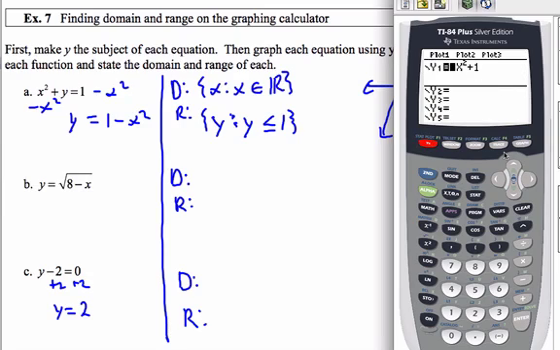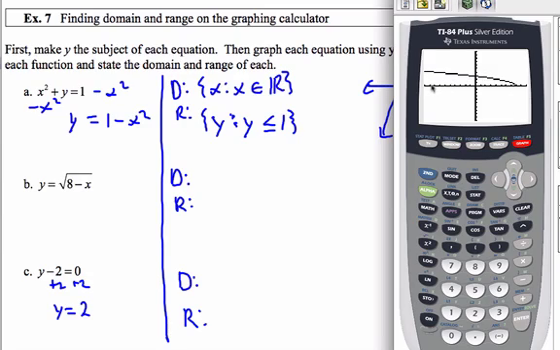Okay, for the next one, we have y equals root 8 minus x. Let's delete all that. Okay, clear. So we have y equals square root of 8 minus x. And then graph it. Okay, there's what it looks like.